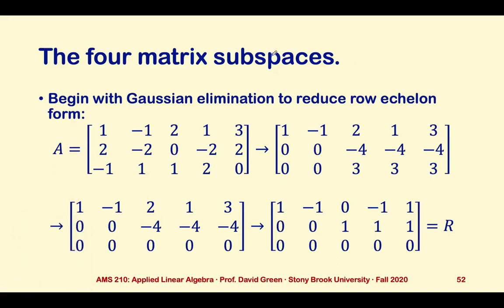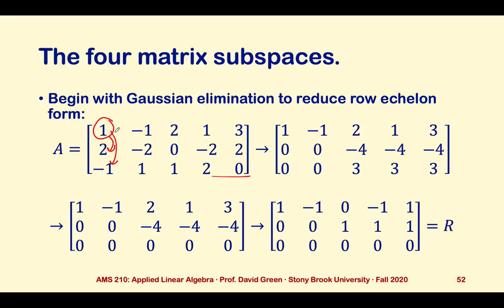So let's walk through this. We start with our matrix. In this case, we're given a matrix. We don't have to construct it. Eliminate downwards with our first pivot. The second row minus 2 times the first. 2 minus 2 is 0. Negative 2 plus 2 is 0. 2 minus 4 is negative 4. Negative 2 minus 2 is negative 4. And 2 minus 6 is negative 4.